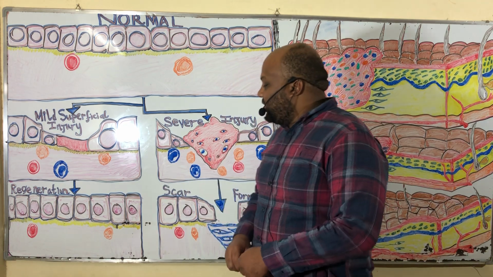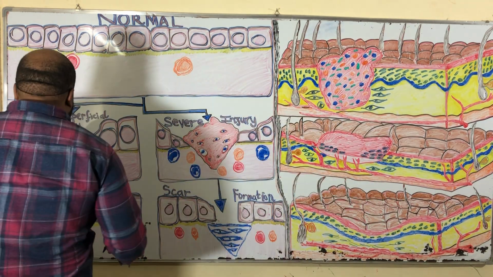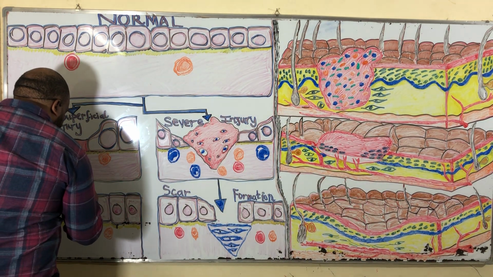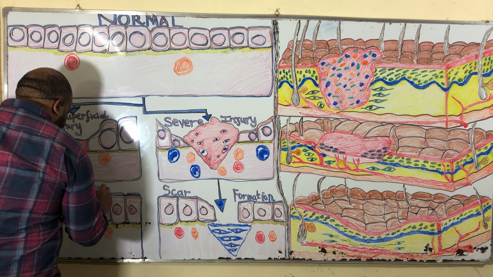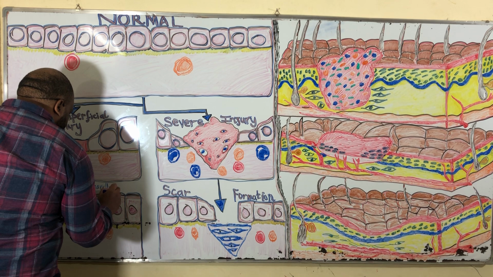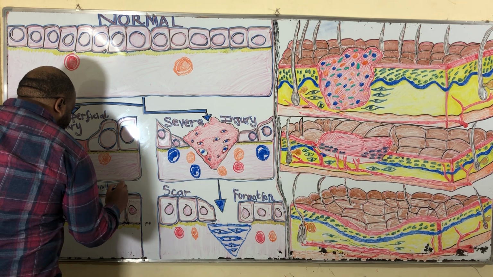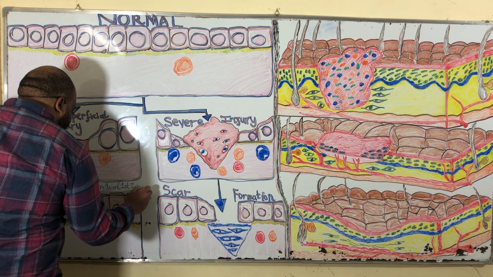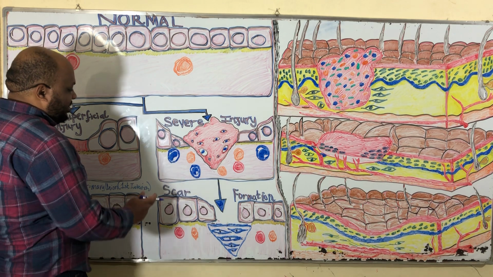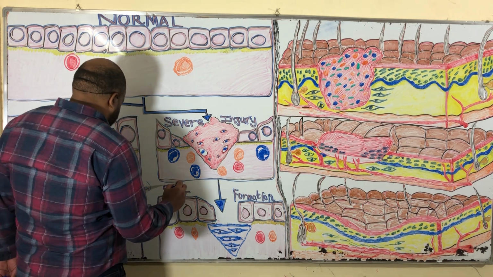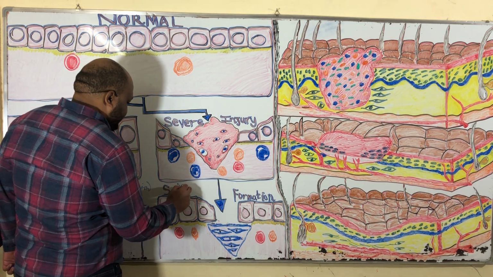Healing by regeneration is also called primary union, also known as healing by first intention. These are synonymous words. However, scar formation is called secondary union.